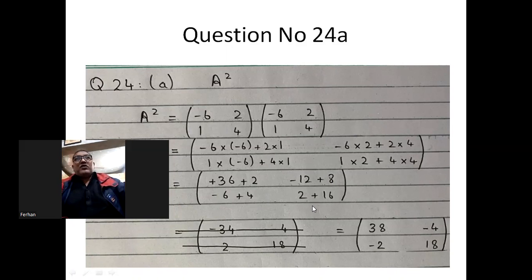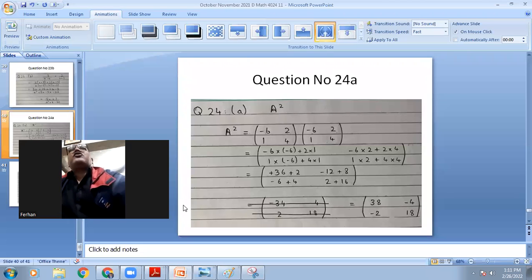So it will be 1 multiplied by 2 will be 2, plus 4 multiplied by 4 will be 16. So it will be 38, minus 4, minus 2, and this will be 18. So this is the value of A square. This is how we try to find this. So that was question number 24.